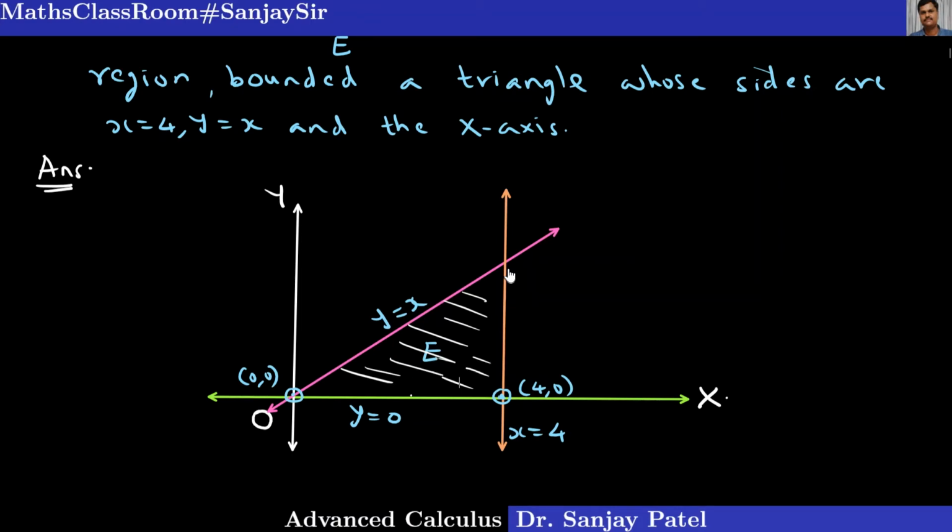Okay, so this is our region of integration. You can immediately say what is the point of intersection of the line y equal to x and x equal to 4. By putting x equal to 4 in this, we'll get y is equal to 4. So this point is 4 comma 4. It is the intersection of these two things. Fine.